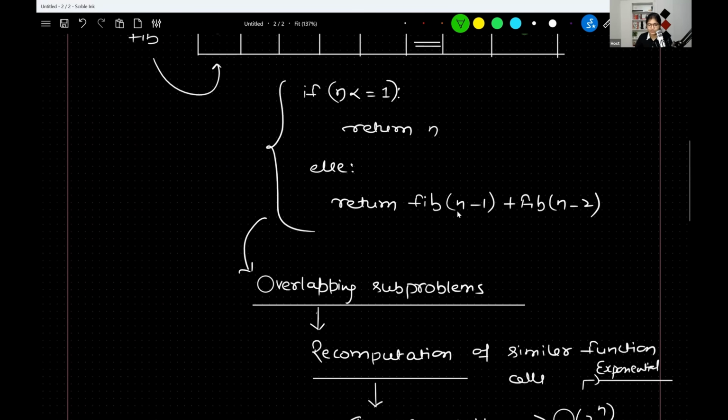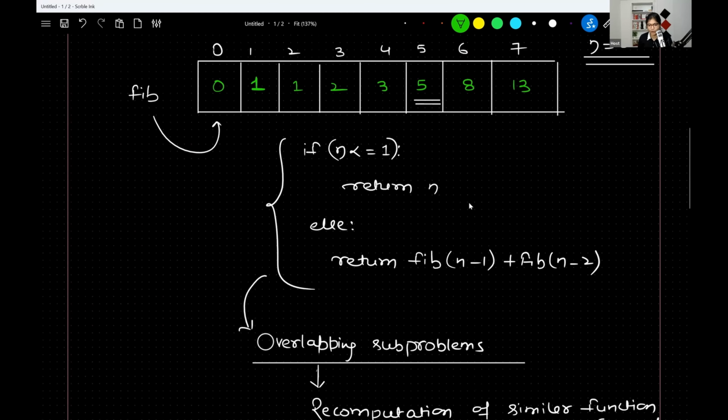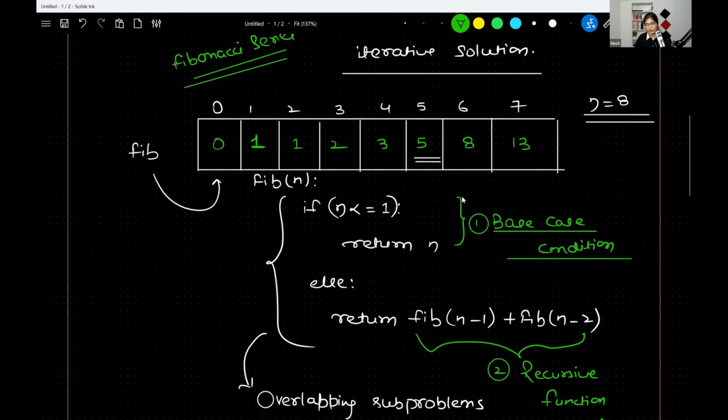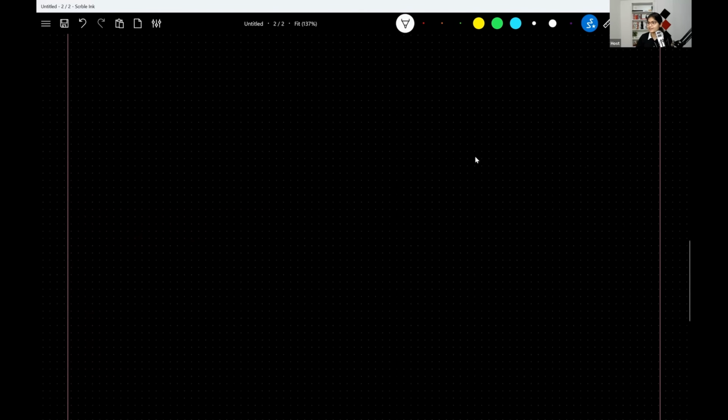So if I ask you, here if we observe, this is the first component of our recursion part, which is the base case condition, right? And let's say our function name is fib of n. So this is something that we can call a recursive function call. The second component of recursion is the recursive function call, right? Perfect. Now, this is fine. If you are able to observe, what is the recurrence relation for the same?